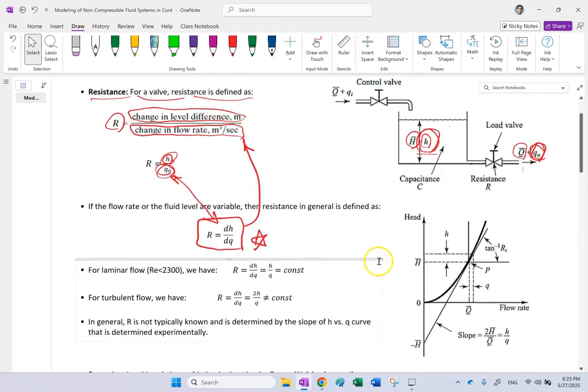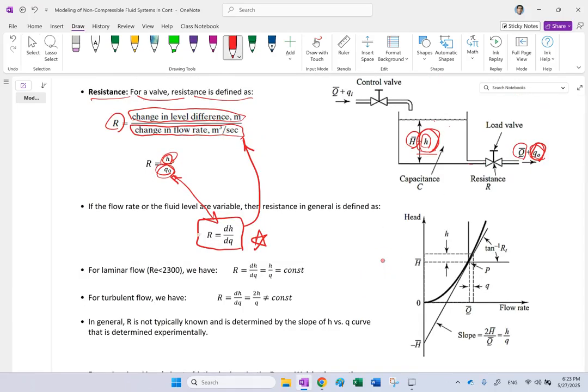Now, in general, the question is, this H is what kind of function of Q? The head and the Q, what relation exists between them? And the thing is, if you look at this head and this flow rate Q, the function is not always a line. It could be a general, any arbitrary curve, right? Depending on the structure of this valve and the tank and everything.